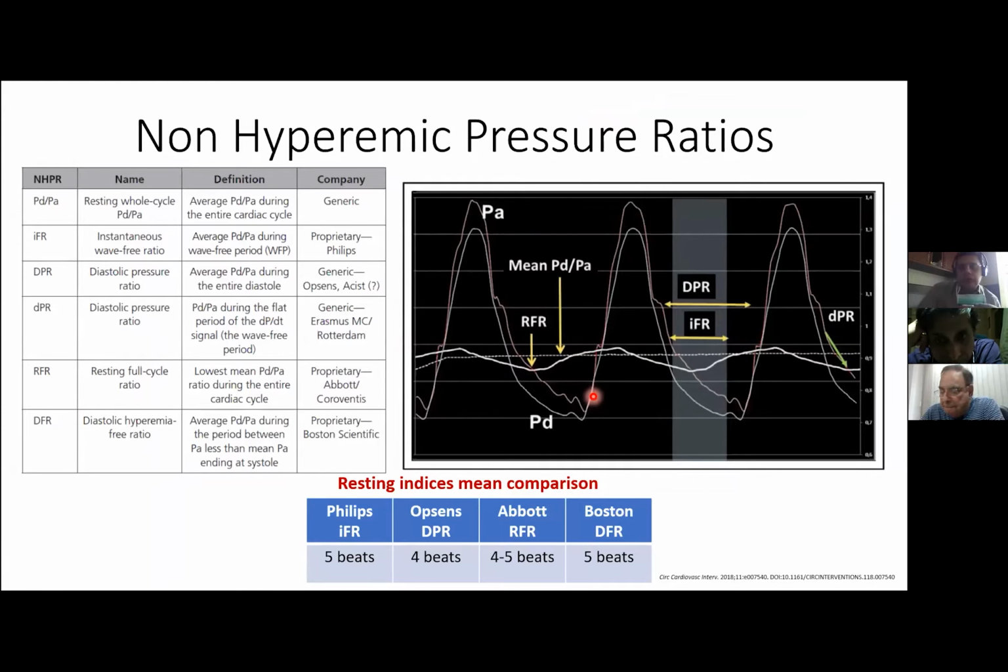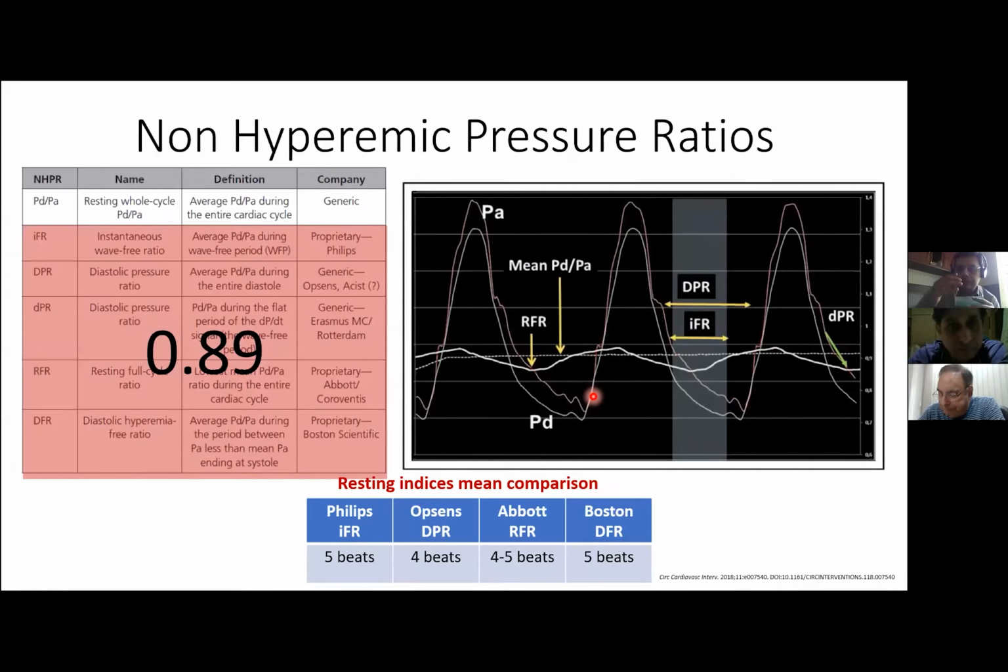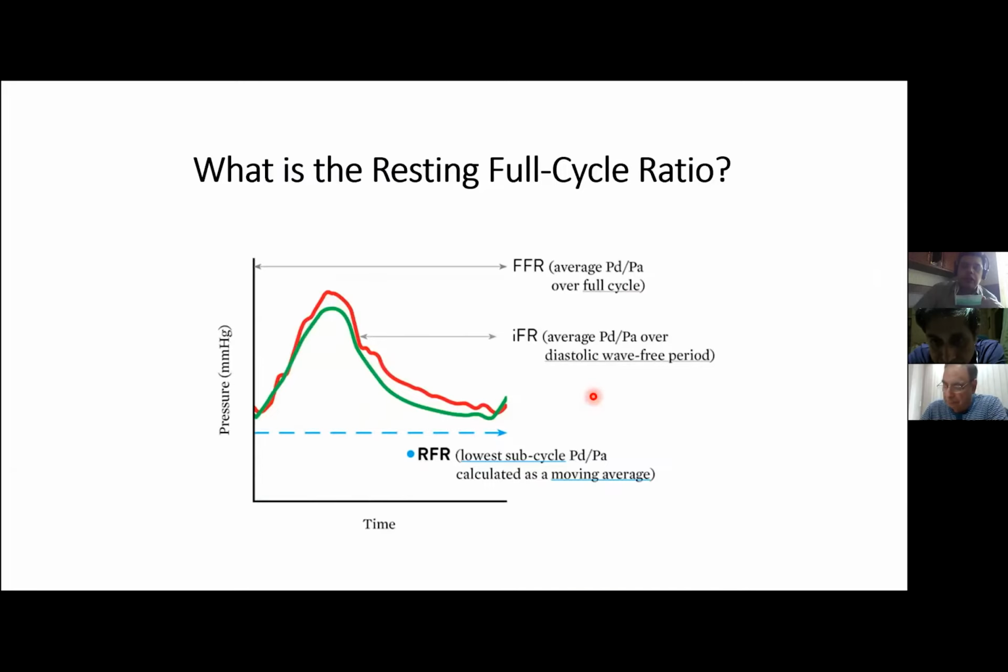into vogue. Now, each company has its own non-hyperemic pressure ratio. Philips, Opsens, Abbott, Boston, all of them have it. But the more important point is that all of them have the same cutoff value of 0.89. So FFR has a cutoff value of 0.80, the hyperemic gold standard pressure index, whereas the non-hyperemic pressure ratio has a cutoff point of 0.89. Of course, the definitions are different, and each of these non-hyperemic pressure ratios is proprietary to a particular company.